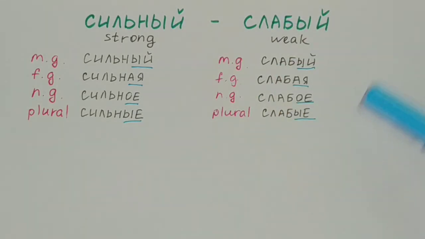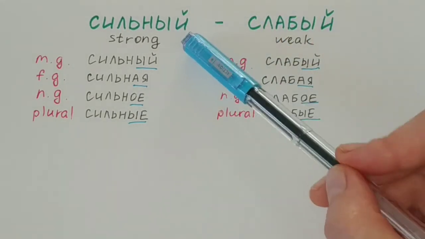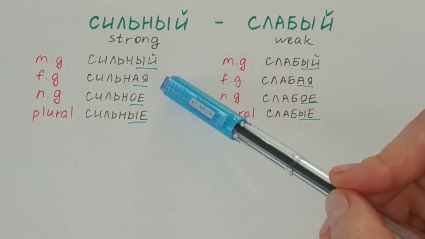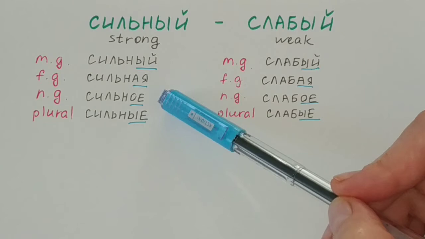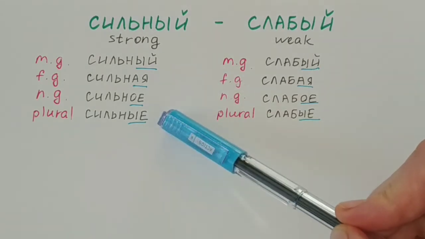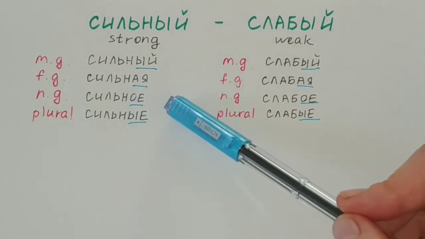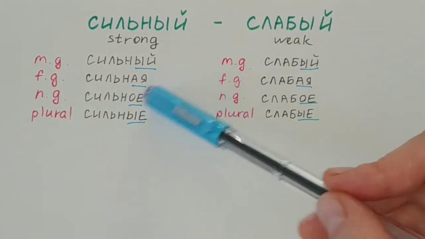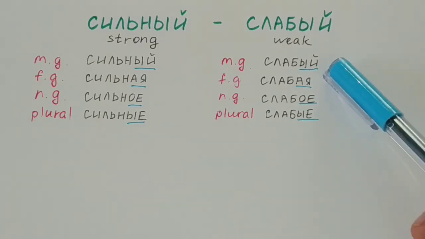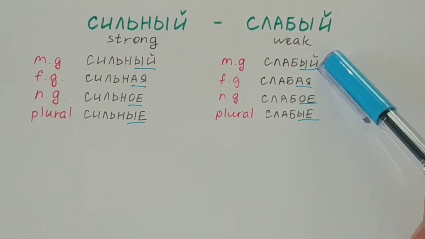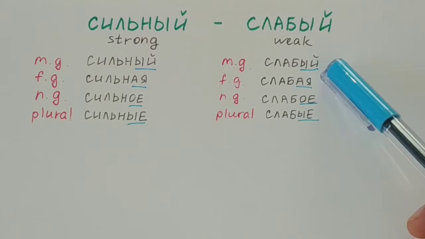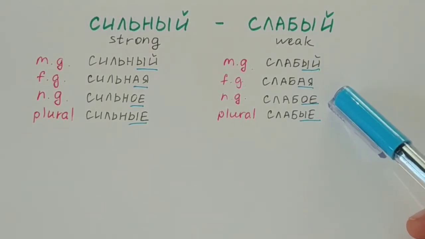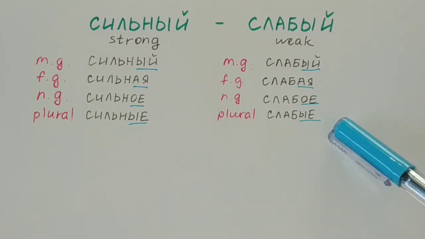So let's go over all of these forms once again. For сильный we have masculine сильный, feminine сильная, neuter сильное, and plural сильные. The meaning in all of these cases is strong, but the forms depend on the form of the noun they are used with. And for the adjective слабый, meaning weak, masculine gender is слабый, feminine gender слабая, neuter gender слабое, and plural form is слабые.